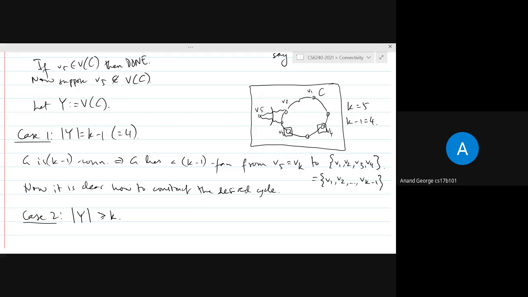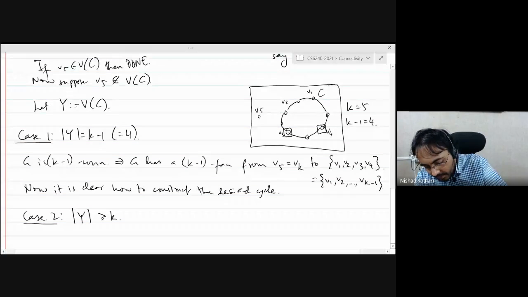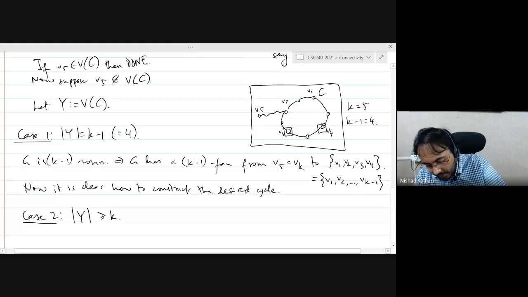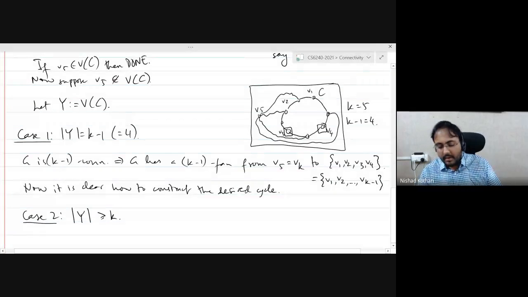In all other cases, we may not be able to find the cycle. Yes, exactly. So what could happen if I take a k minus 1 fan? One path could go between V2 and V3. One path could go between V1 and V2. One of them could go between V3 and V4. And one of them could go between V4 and V1.